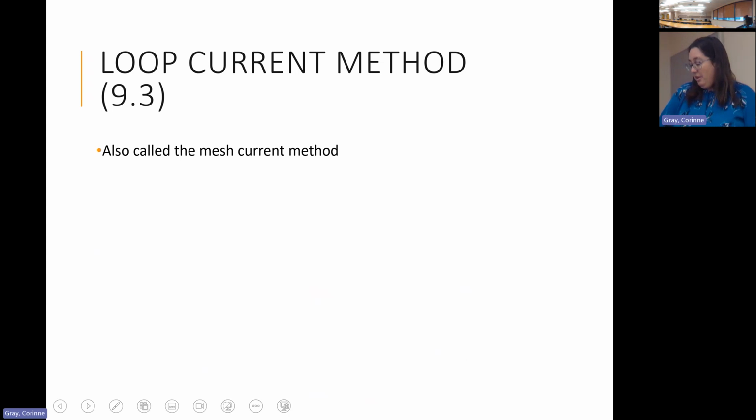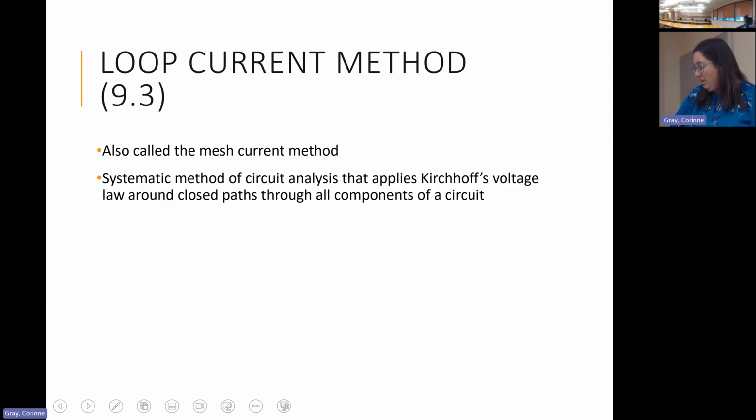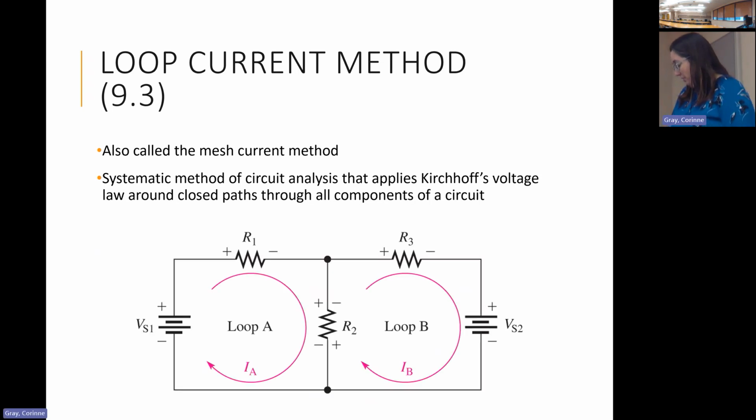The loop current method is also referred to as the mesh current method. In this case, you're going to apply the voltage law through all components of the circuit. So we would have our two currents. For each of the different currents, typically we would choose all clockwise or all counterclockwise. This would mean that for each resistor, we're going from positive to negative, and we would need to take that different signage into account when we utilize the voltage law for these loops.